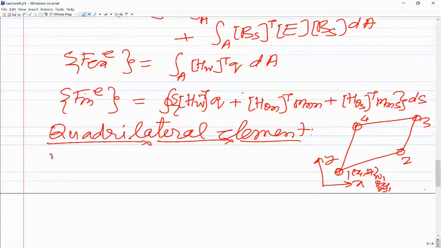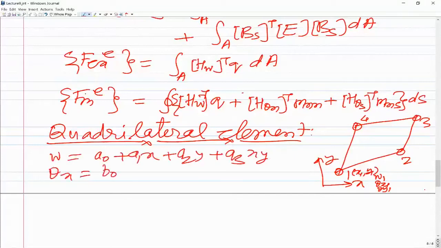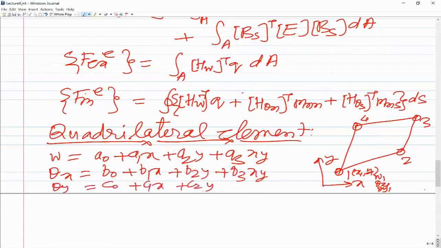So in this case you will see that we will have four degrees of freedom corresponding to each variable, that is 4 w's, w1, w2, w3, w4, similarly for theta x and theta y. So we will assume an approximate solution involving four terms. So we will get w as a0 plus a1x plus a2y plus a3xy. Similarly theta x you will take as b0 plus b1x plus b2y plus b3xy, and theta y as c0 plus c1x plus c2y plus c3xy.